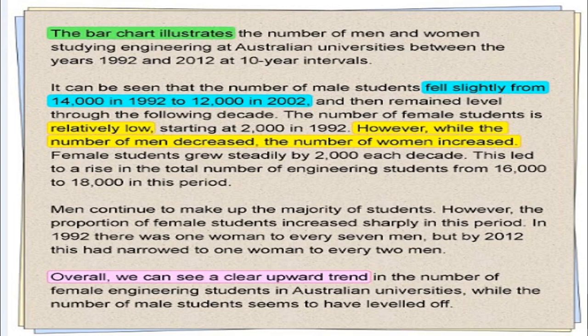In 1992, there was one woman to every 7 men. But by 2012, this had narrowed to one woman to every 2 men. Overall, we can see a clear upward trend in the number of female engineering students in Australian universities, while the number of male students seems to have leveled off.